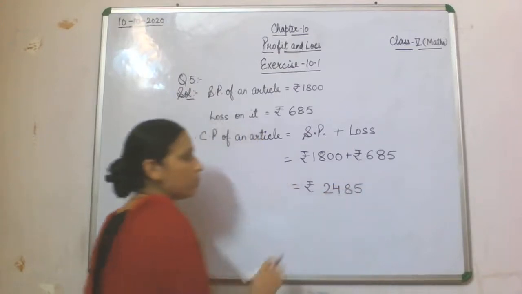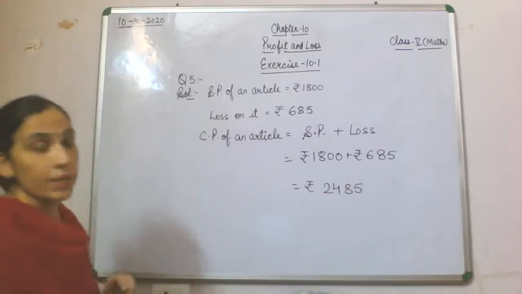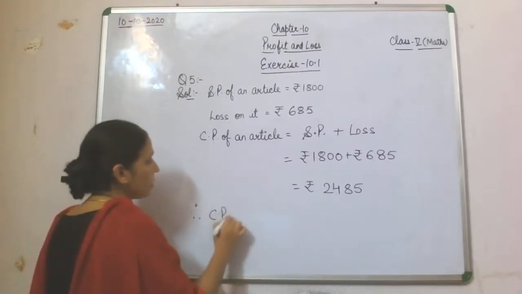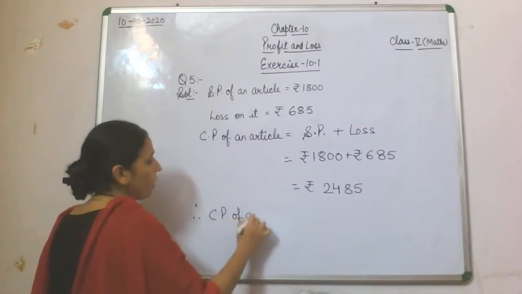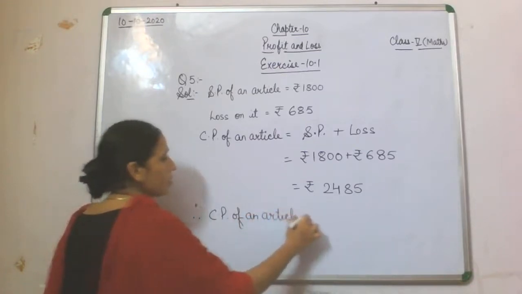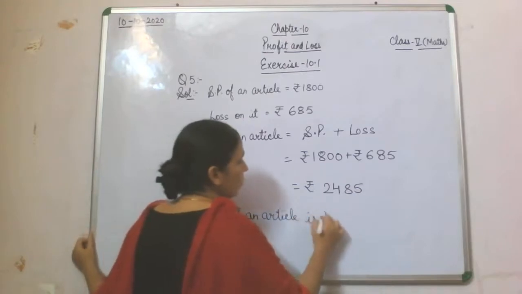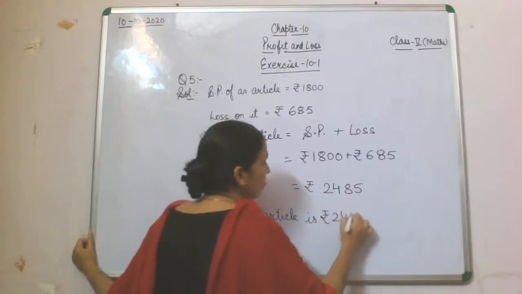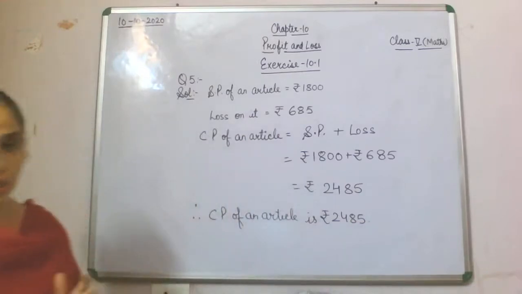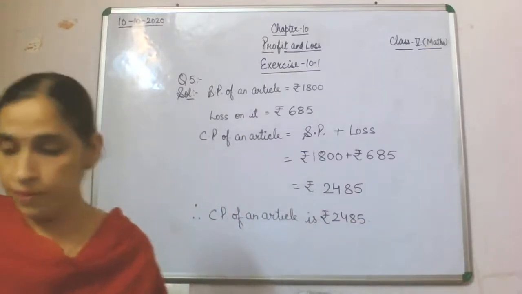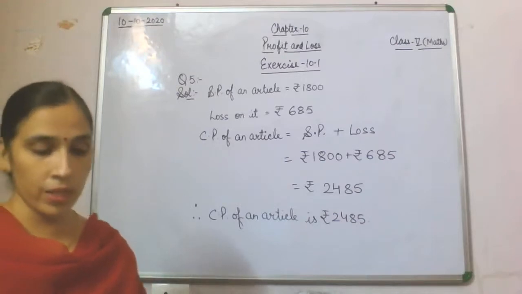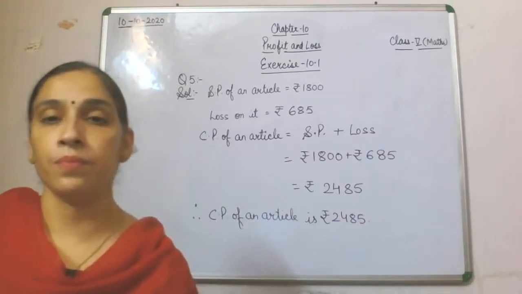Rupees 2,485. Therefore, cost price of an article is rupees 2,485. So this was the cost price of that particular article.